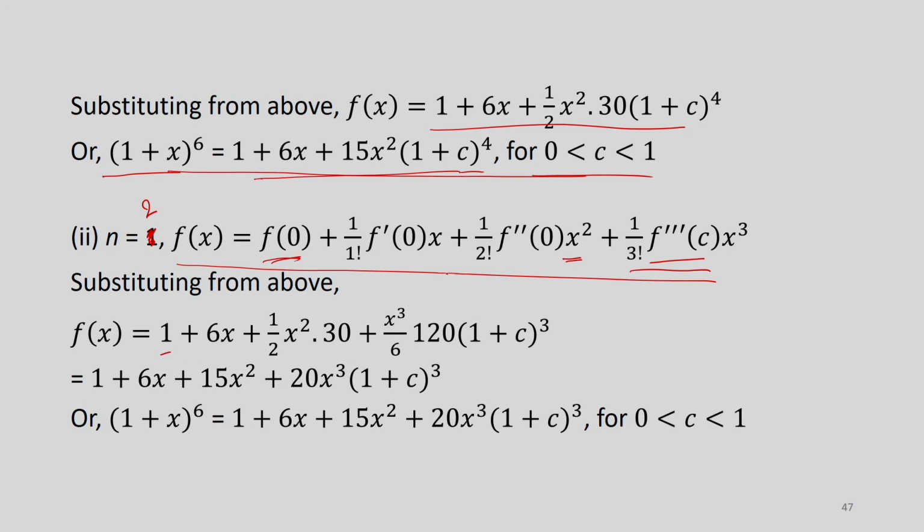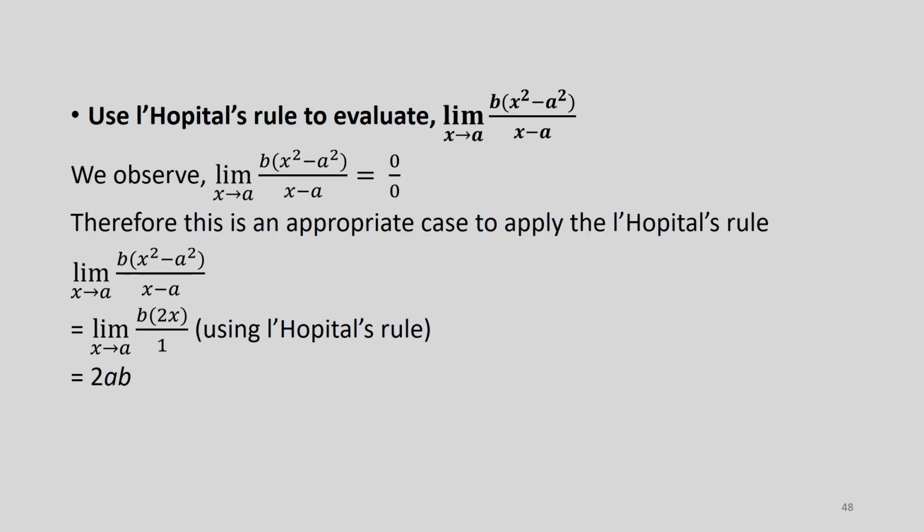f of 0 is 1, f dash of 0 is 6, likewise f double dash of 0 has been put here, and f triple dash of c is given by 120 (1 plus c) to the power 3, and this is simplified here. So 1 plus 6x plus 15x square plus 20x cube multiplied by (1 plus c) to the power 3, and this is equal to the function, which is (1 plus x) to the power 6. So this is the answer. All right, so that takes care of the problem.